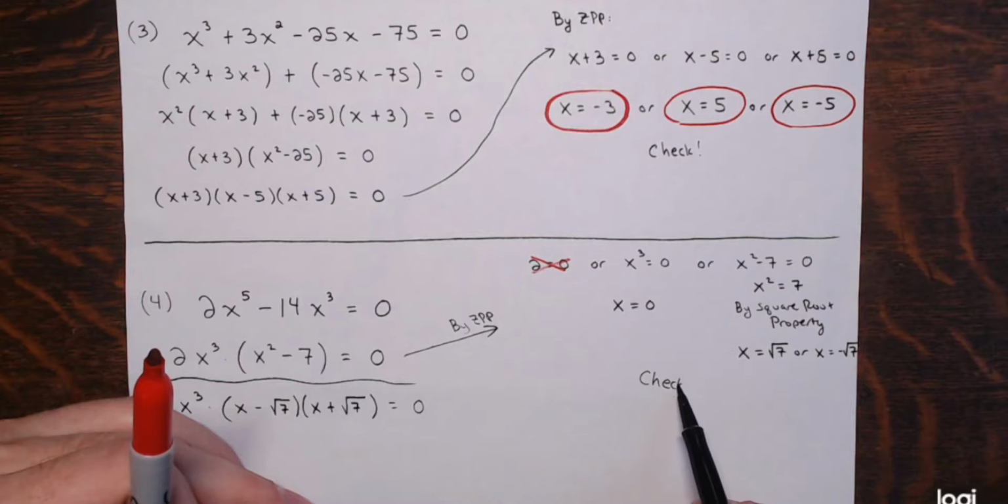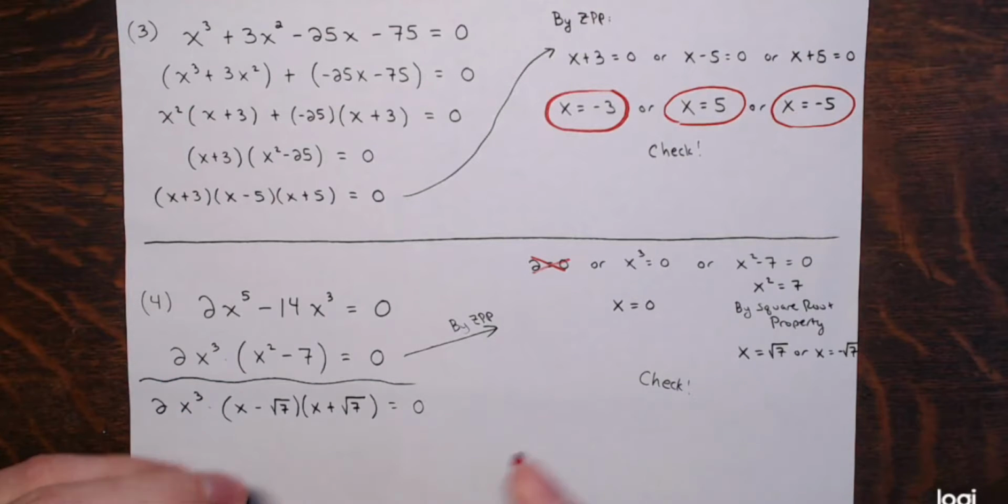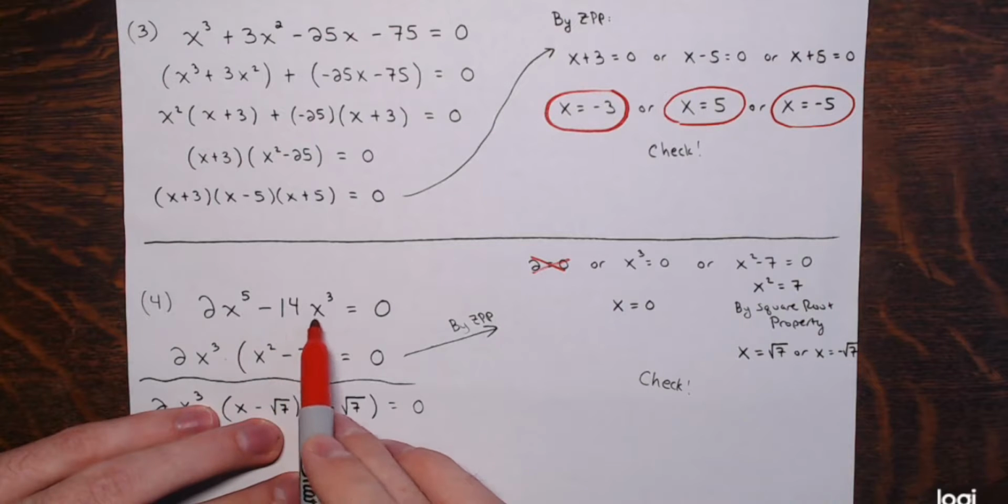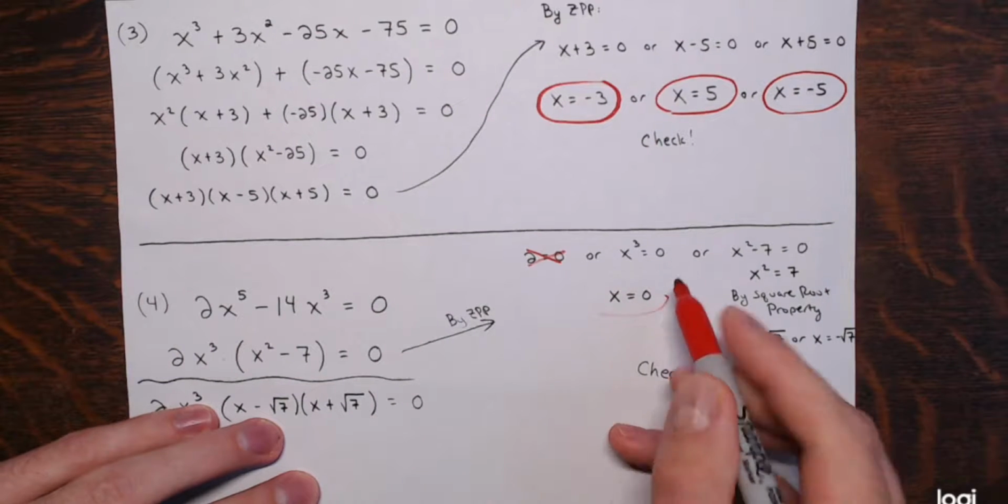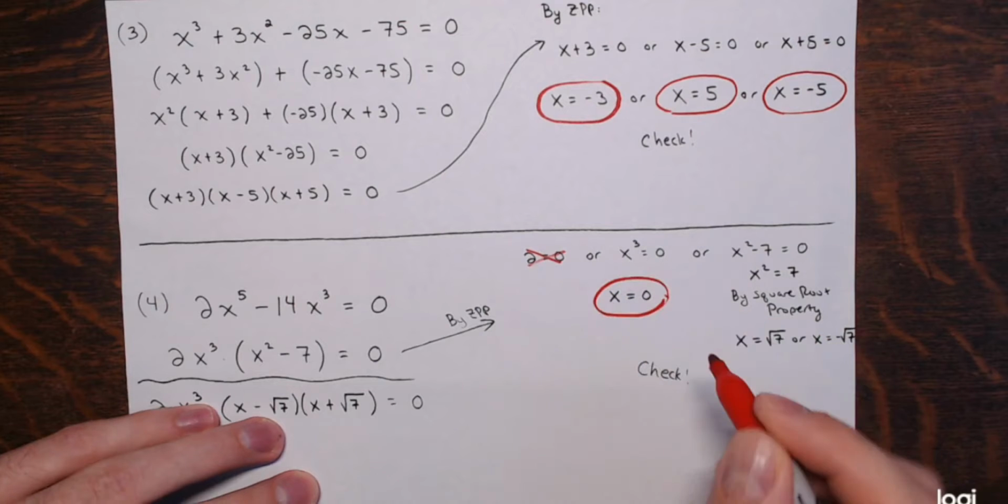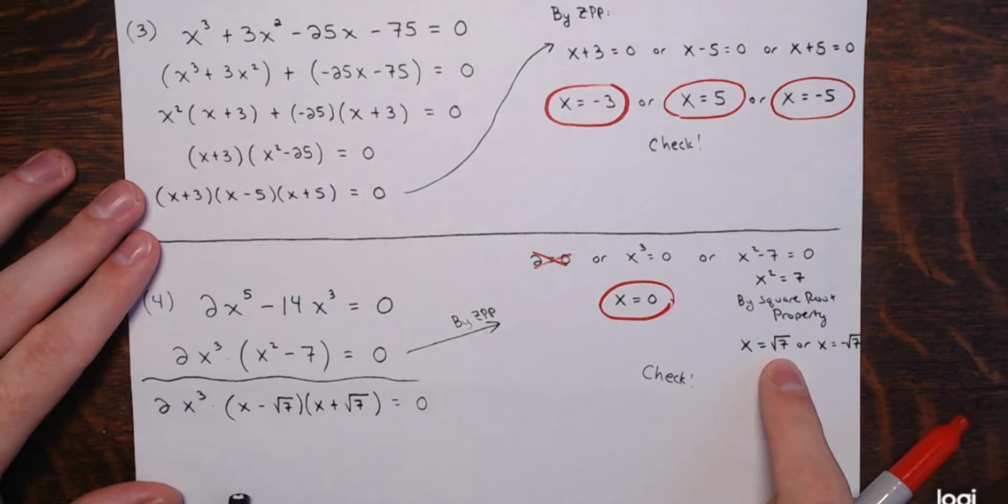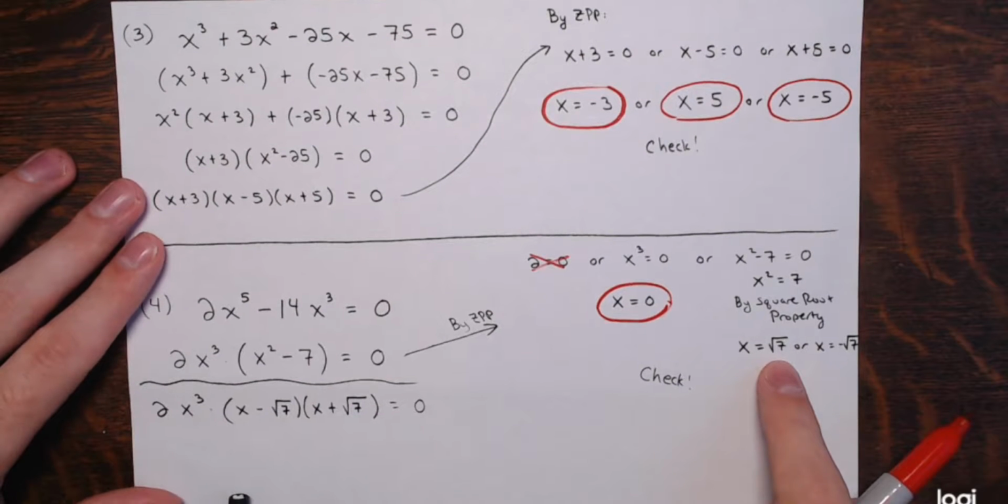And then don't forget to check. Don't forget to check. So 0 is obvious, right? 2 times 0 minus 14 times 0. You get 0 minus 0 equals 0. Wonderful. All right, now the square root of 7 maybe isn't as obvious.